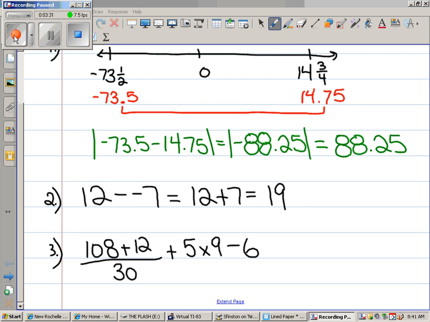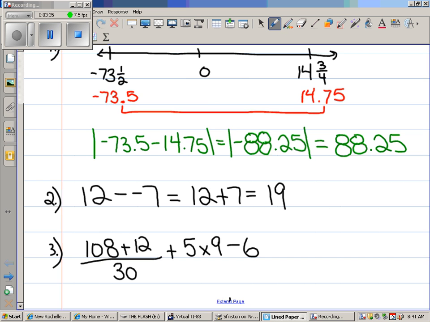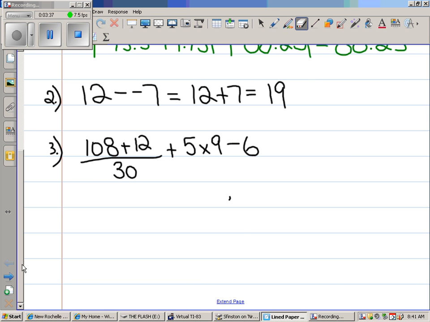Number 3. All right. Oh my God, crazy looking problem. Crazy, ridiculous, right? What do you do first? What are we doing first? Angeli? Yeah, the fractional part. Let's get that out of the way, right? 108 plus 12 is how much?